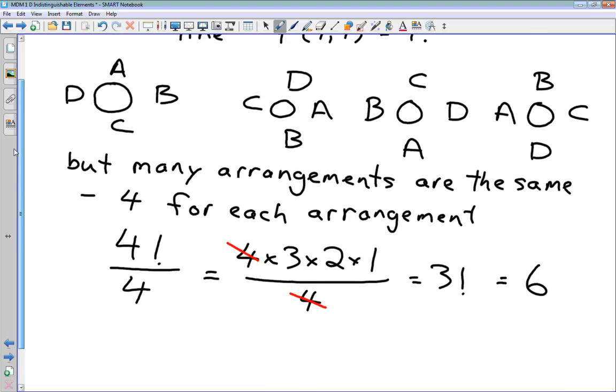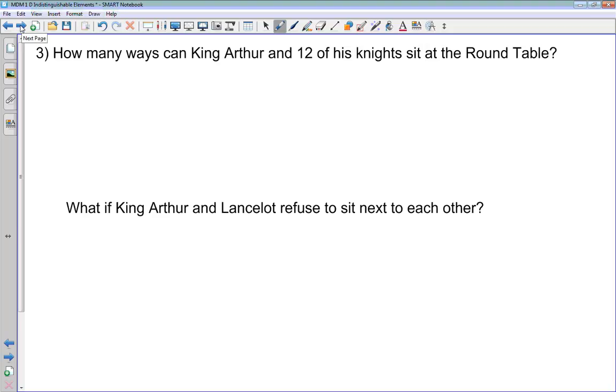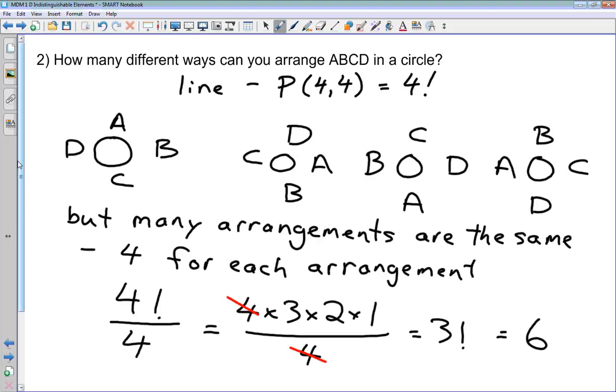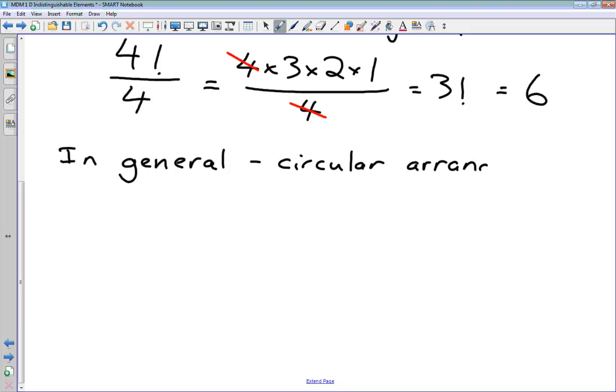So, in general, I'll just write it down here on the bottom. In general, if we have a circular arrangement, there are n minus 1 factorial, so the number of elements minus 1 factorial, distinct arrangements.